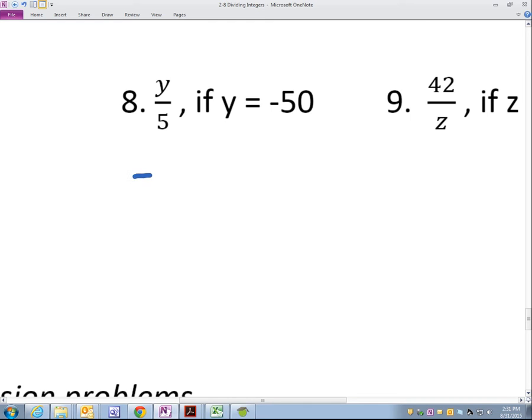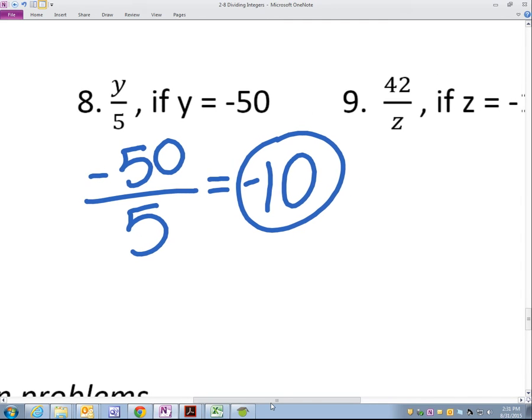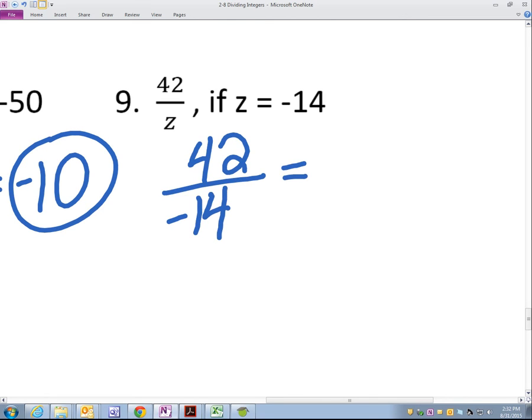So we're going to substitute this in here. I expect you to rewrite it, negative 50 over 5. Okay. Negative 50 over 5. Cole? Negative 10 is correct. I'm going to circle that. This one here, now my negative is going to be in the denominator on the bottom. It's still the same thing. I still have one of the integers negative. So I have 42 divided by negative 4. So it's going to be negative.